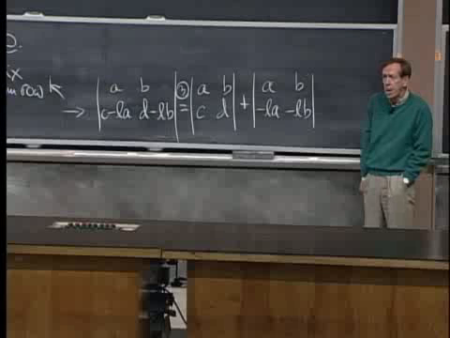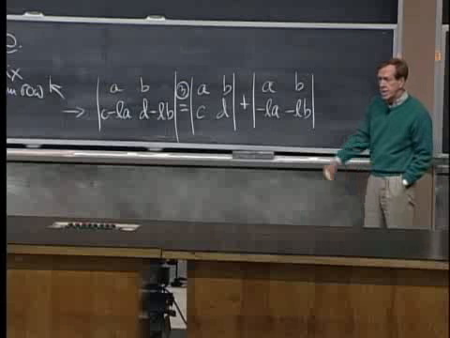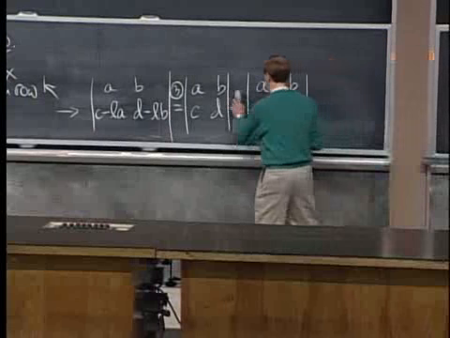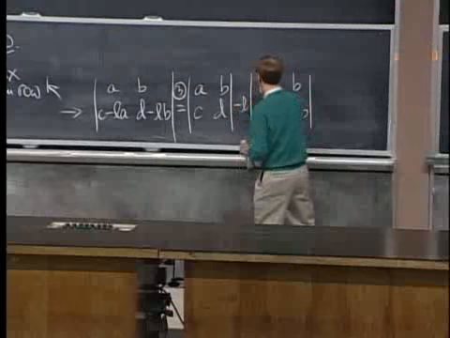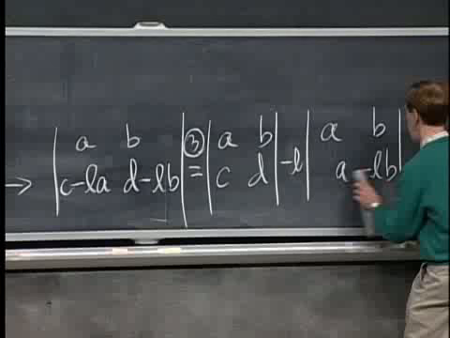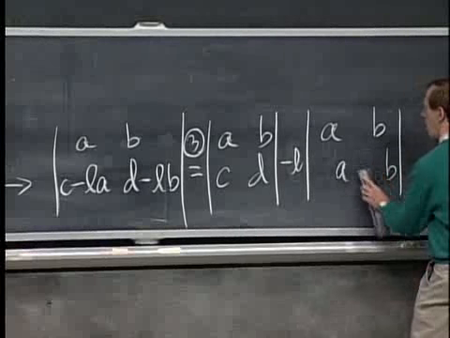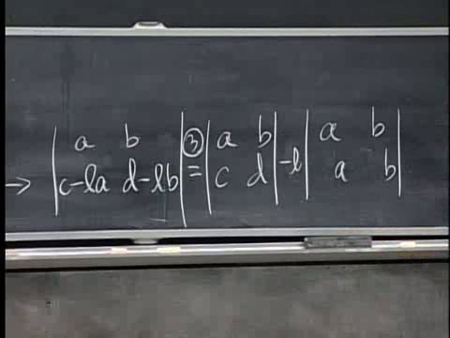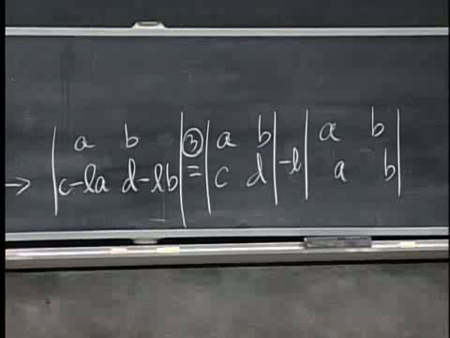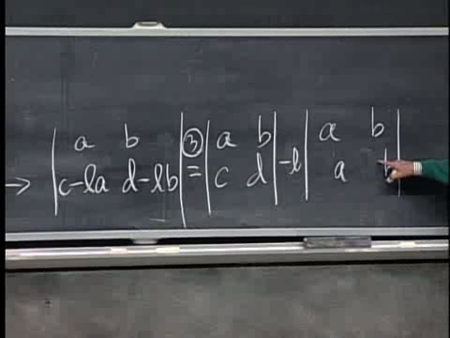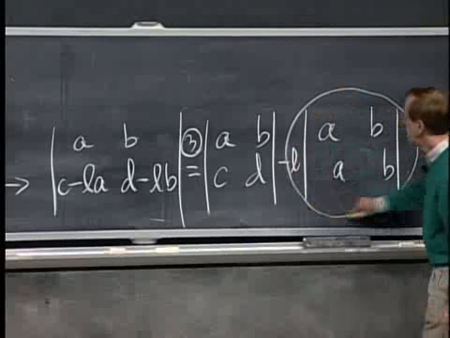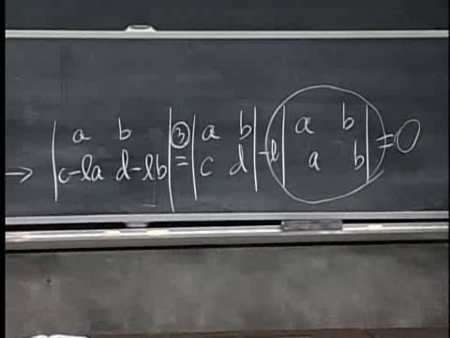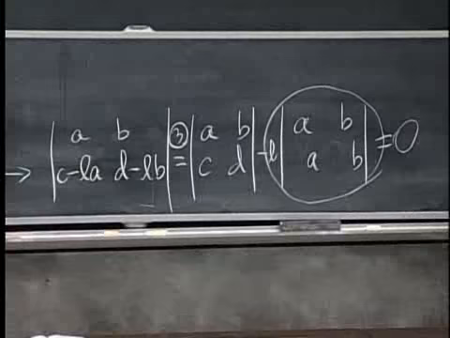Now use 3A. How do you use 3A? Which says I can factor out an L. I can factor out a minus L here. I can factor a minus L out from this row, no problem. That was 3A. So now I've used property 3, and now I'm ready for the kill. Property 4 says that this determinant is 0. Has 2 equal rows.